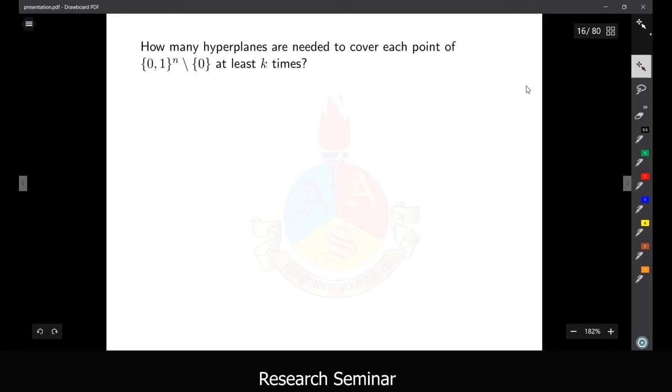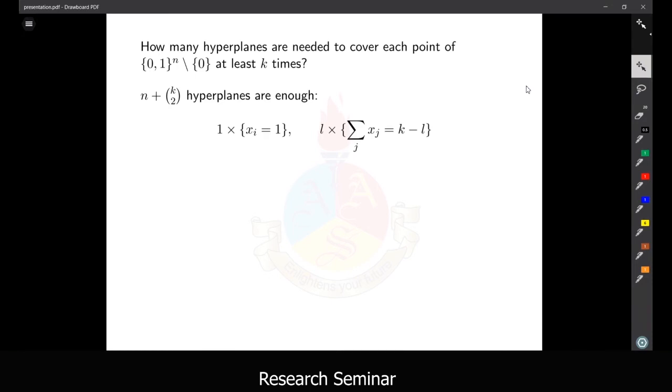So let's ask another question. How many hyperplanes are needed to cover each point of our hypercube at least k times? And again, we don't want to cover the origin of our space, so the point 0. Of course, we can use our previous cover and apply it k times, but this is a very inefficient way of covering our hypercube. And actually, we can use just slightly more than n hyperplanes.